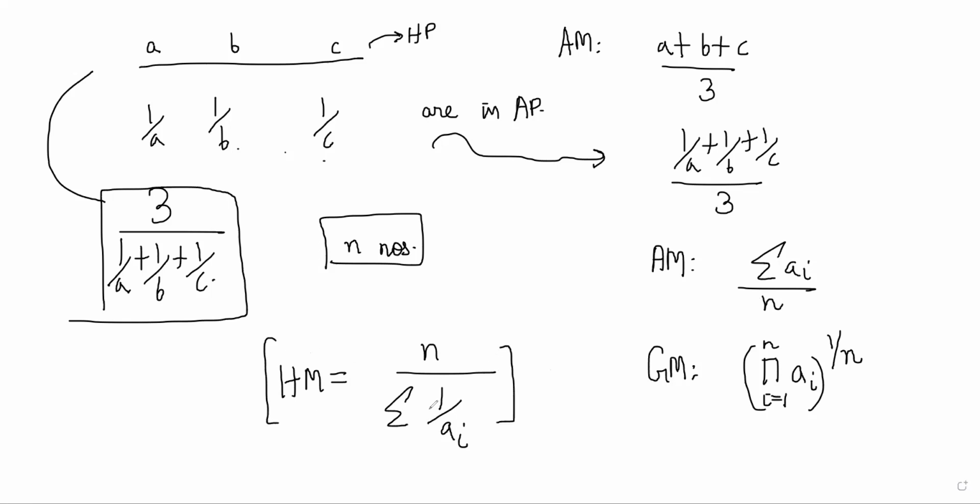Okay. So now what we can do is we can prove the inequality that always AM is greater than GM is greater than HM. So AM is greater than GM, you already know. We can also similarly prove that it is greater than HM also.